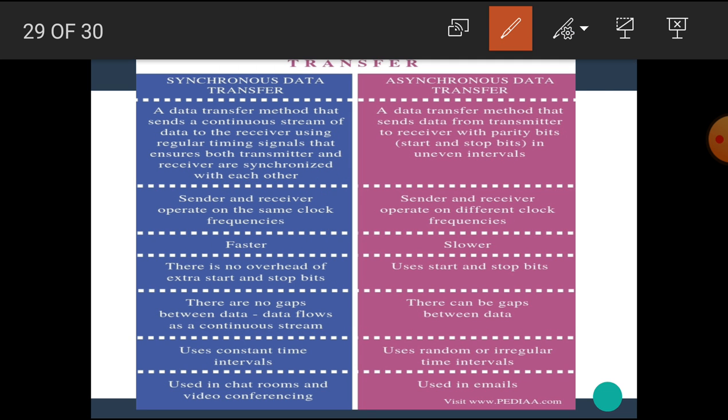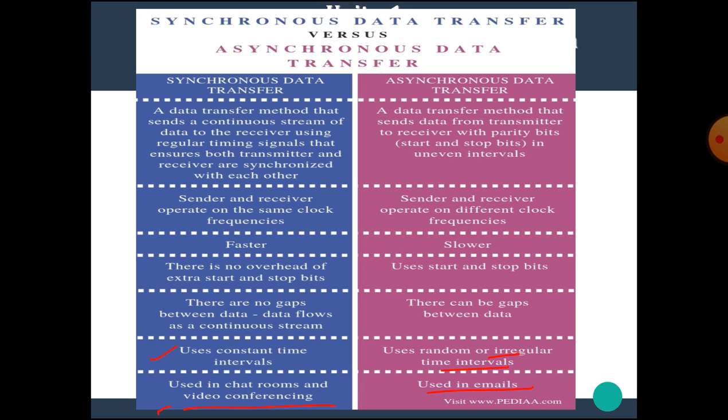Synchronous data transmission uses constant time intervals, while asynchronous data transmission uses random or irregular time intervals. Synchronous data transfer is used in chat rooms and video conferencing, while asynchronous data transfer is used in emails. This is the basic difference between synchronous and asynchronous data transmission.